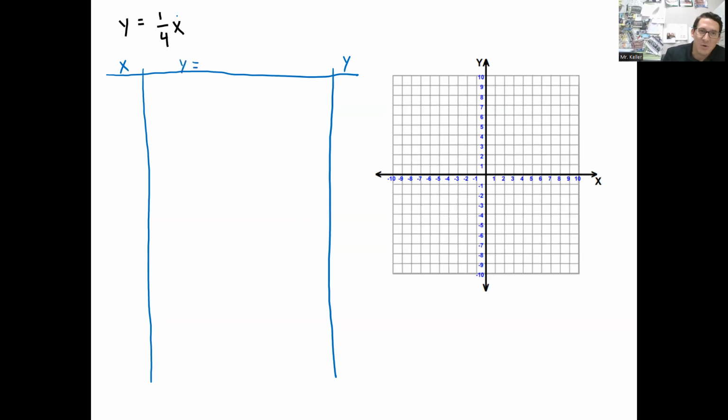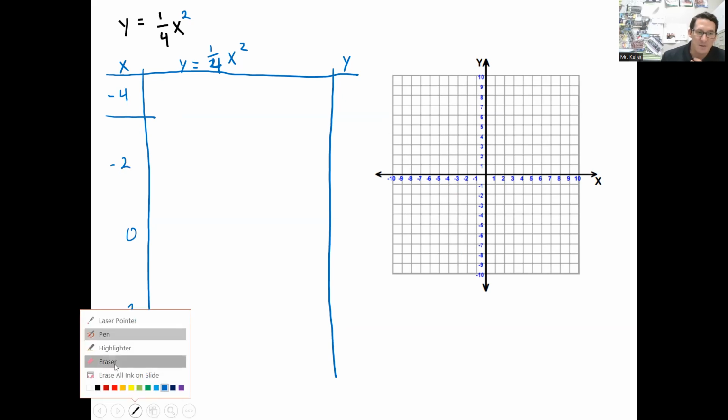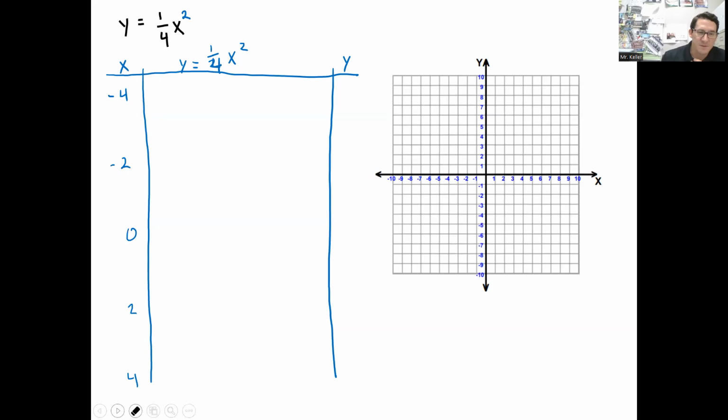We can think about it a little bit more. Oh, there's supposed to be a squared there. So y equals 1/4 x squared. So I'm going to use 4, negative 4, negative 2, 0, 2, and 4. And what's going to happen when I square these and divide, it's going to come out to whole numbers. So that's going to make it easy.